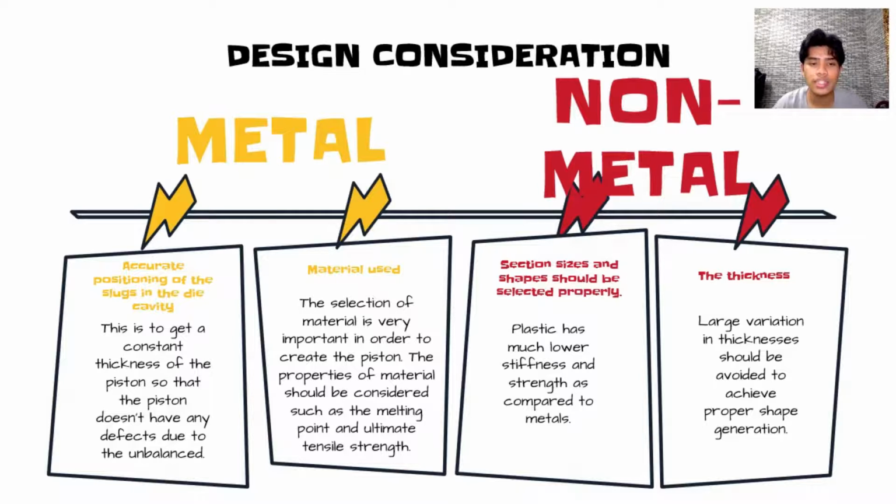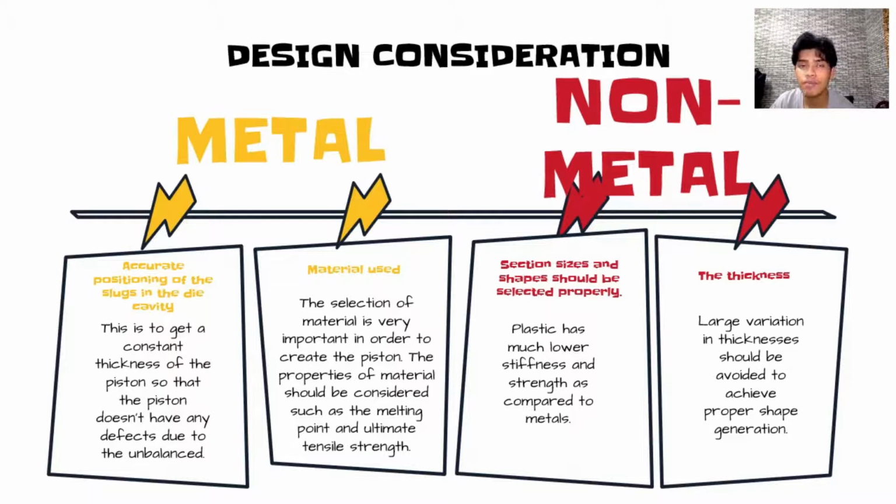This is to get a constant thickness of the piston so that the piston does not have any defects due to the unbalance. After that, the material used. The selection of material is very important in order to create the piston. The properties of materials should be considered, such as the melting point and ultimate tensile strength.